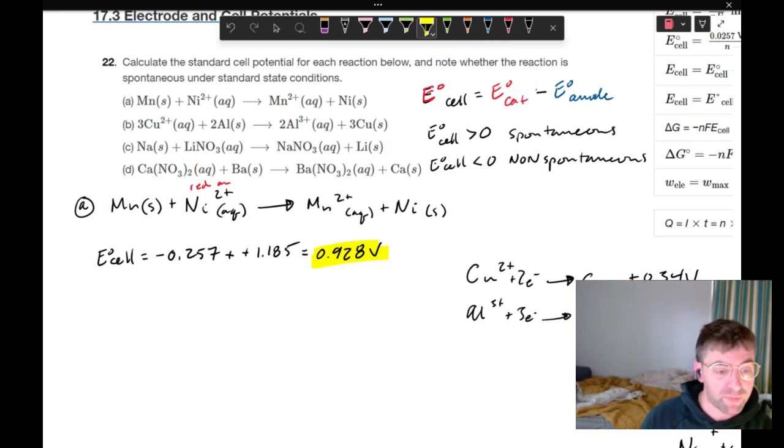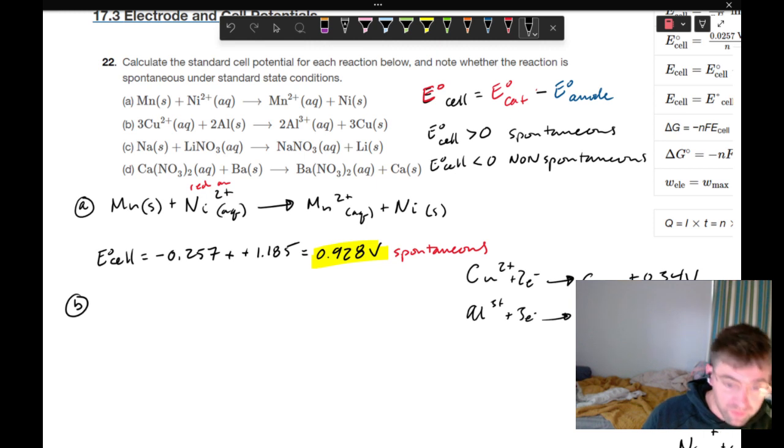Because we're dealing with standard cell potentials, we don't have to worry about stoichiometry for these problems, at least not yet. Once we get to combining balanced equations, then we're going to have to look at it again. But for these first couple of problems, the stoichiometric coefficients are not an issue. I have also written some prompts up here talking about spontaneity. If the E naught cell is greater than 0, then the reaction is spontaneous. We have a positive value for this first one. So that is a spontaneous reaction.